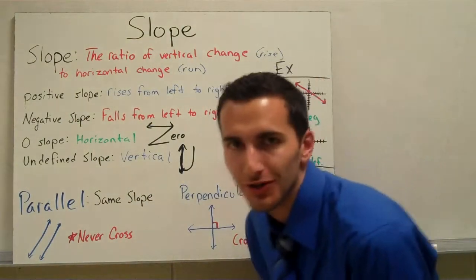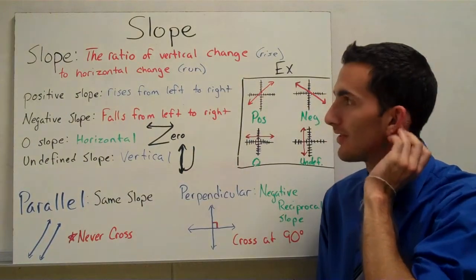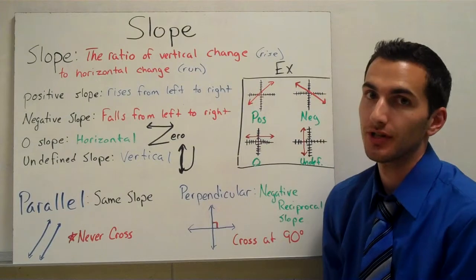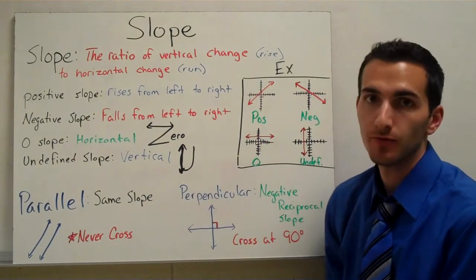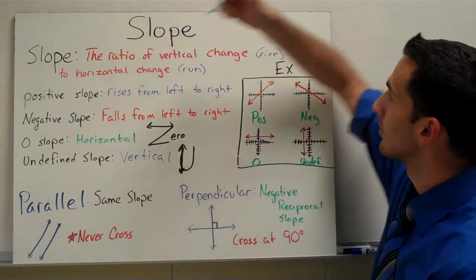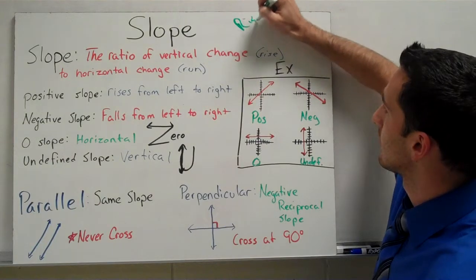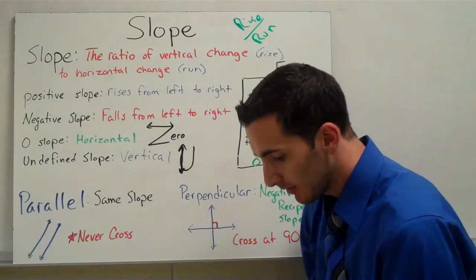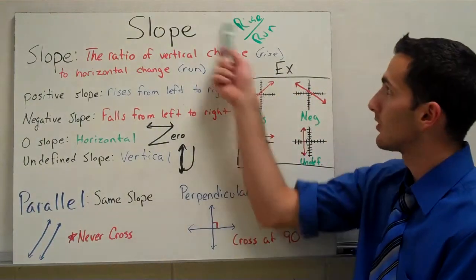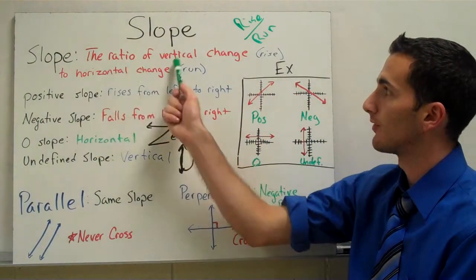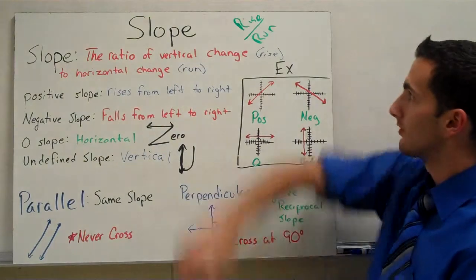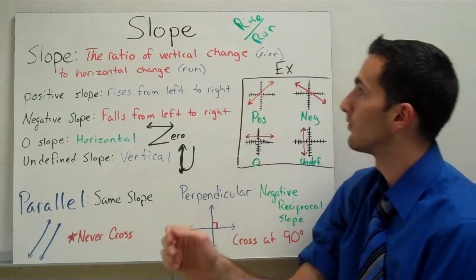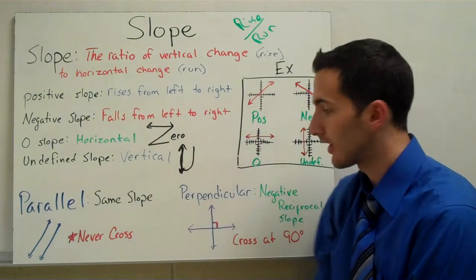Hey class, today we're going to talk about slope. Slope is the ratio of vertical change to horizontal change. Now, you are probably more familiar with hearing of slope as rise over run. Okay? But that just means the same thing. Rise over run is the same thing as the ratio of vertical change to horizontal change. Your rise is how much your line changes vertically, and your run is how much it changes horizontally.